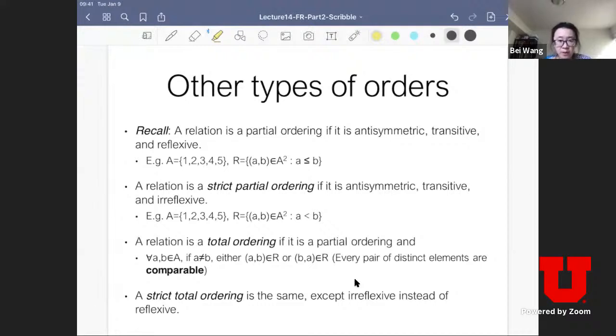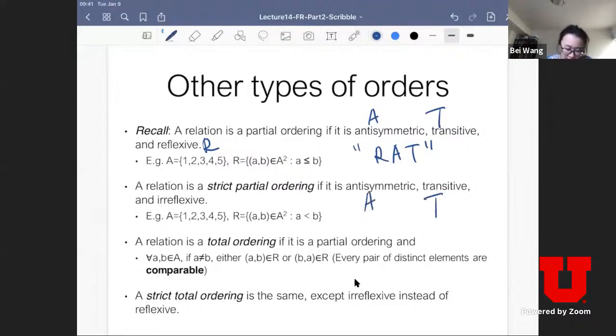And let's also review some other types of orders. Remember, a relation is a partial order if it's antisymmetric, transitive, and reflexive. And again, the easy way to remember is RAT or RAT. A relation is a strict partial ordering if it's antisymmetric, transitive, and irreflexive. So I or IR, depends on how you want to remember this. But of course, in actual exams, please spell out the actual words itself.